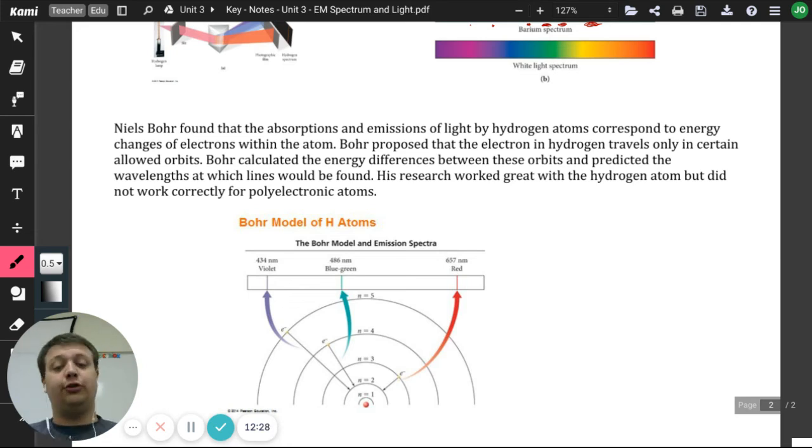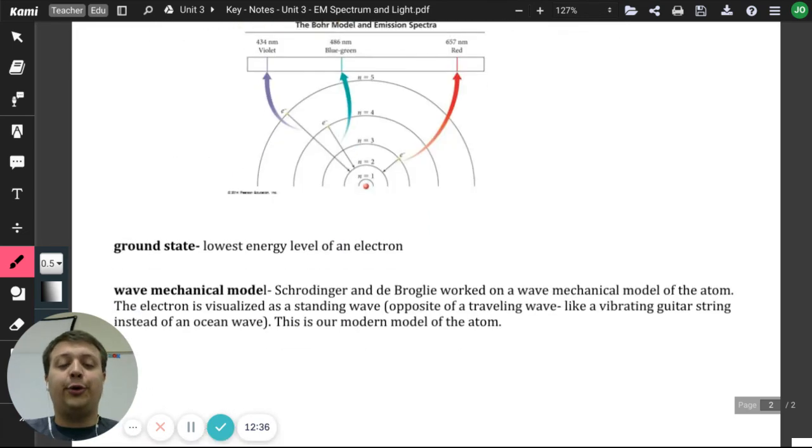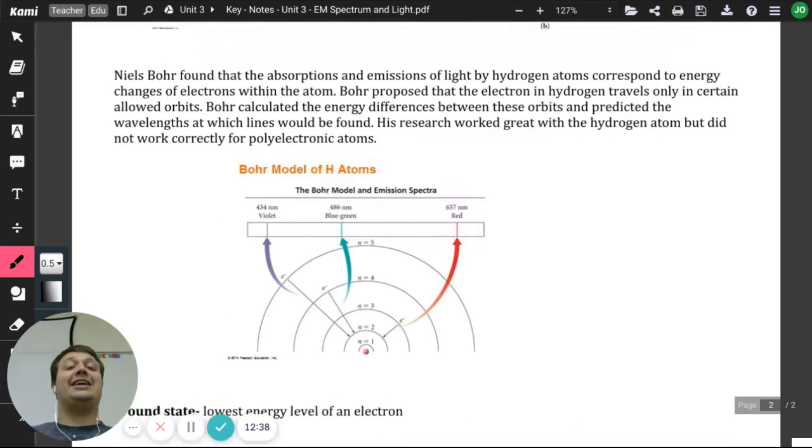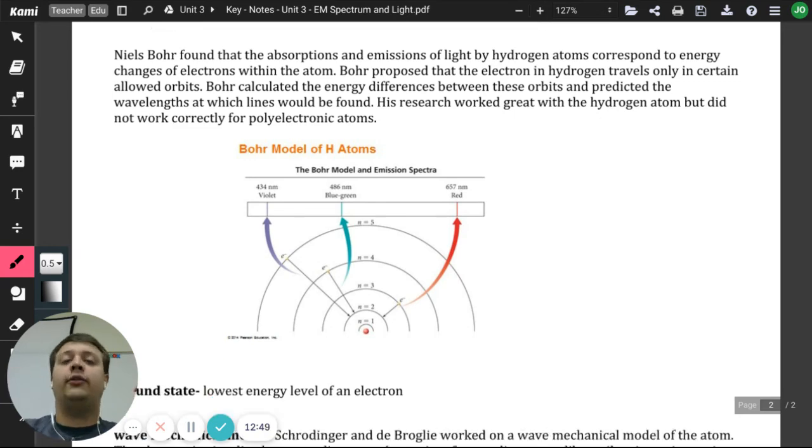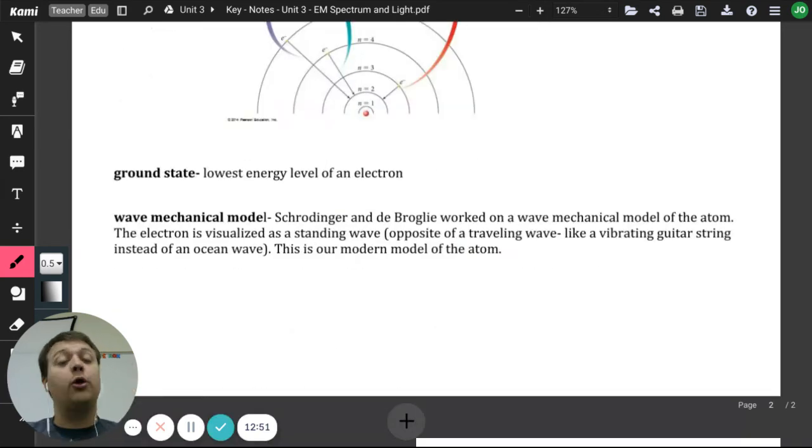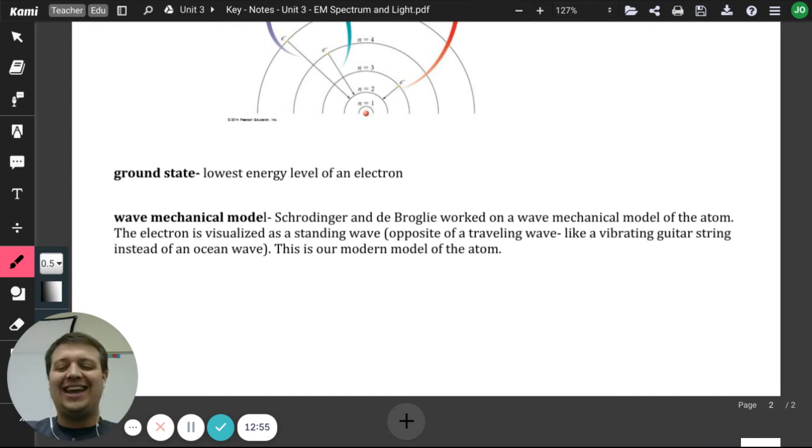Now, he was actually able to do some math, and his research was fantastic for hydrogen, but it was not perfect. Why it wasn't perfect is it didn't relate to every single thing. And so his research kind of dwindled at that point. He didn't make any more progress, and no progress was made until Schrodinger and de Broglie came in and they actually worked on this new model.